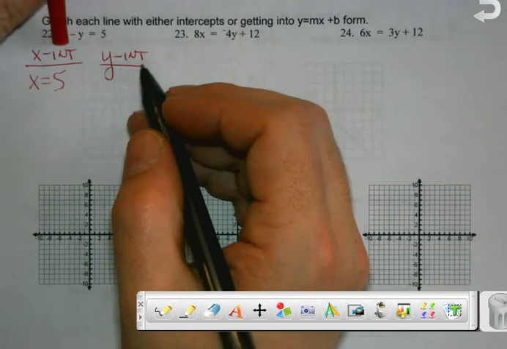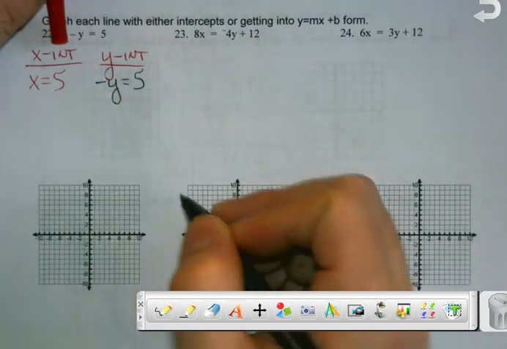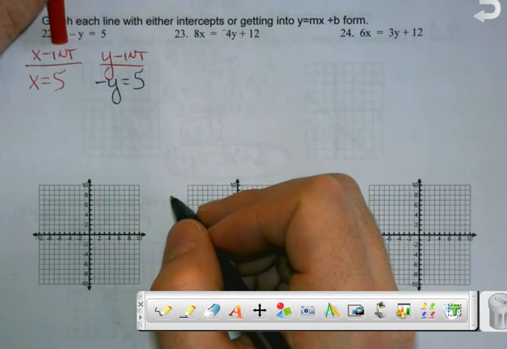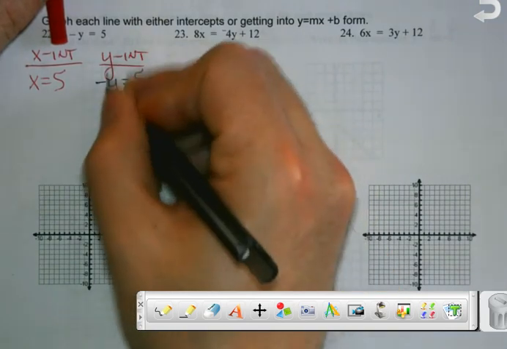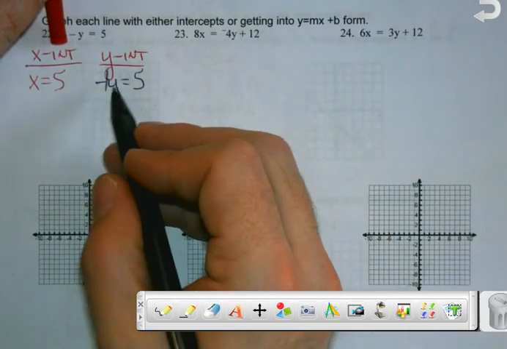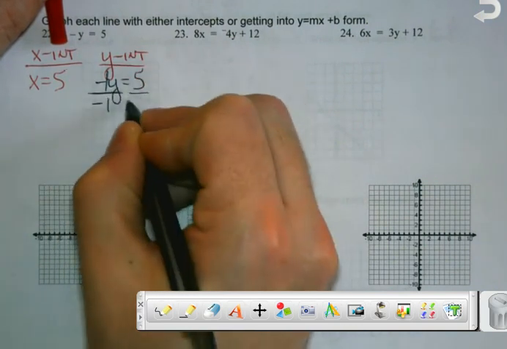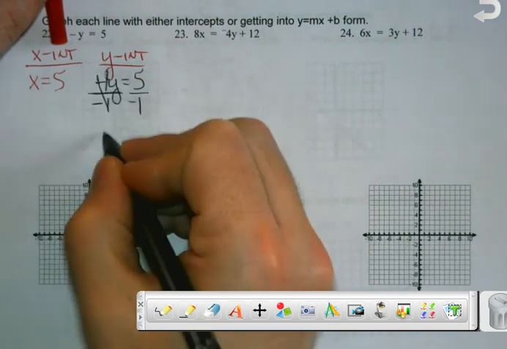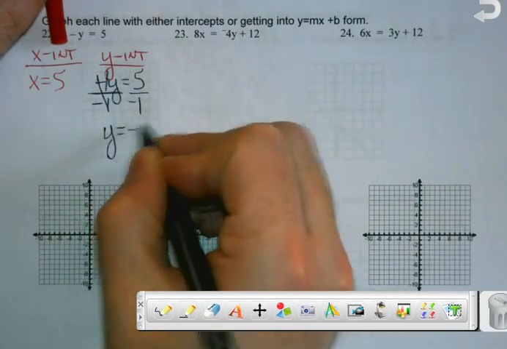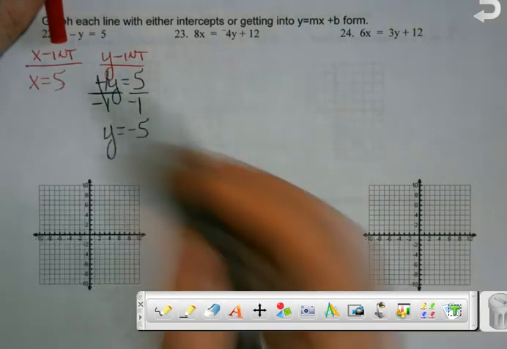Then I do it for the y-intercept. I cover up x. It doesn't exist anymore. Negative y equals 5. But I don't want negative y. I want to know what y is. What's my one step to get there? Because here, since I'm multiplying it by -1, I divide it by -1. Sometimes it can depend.